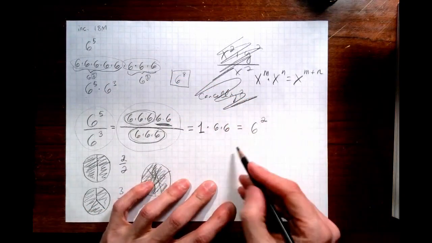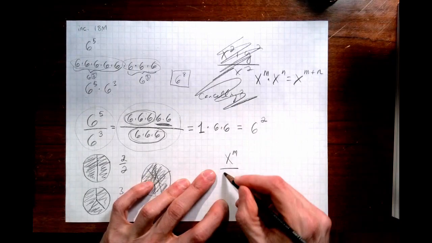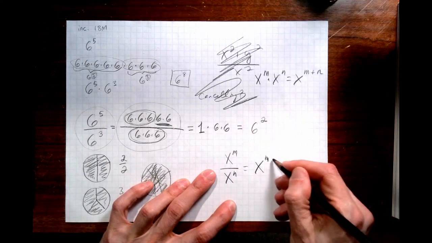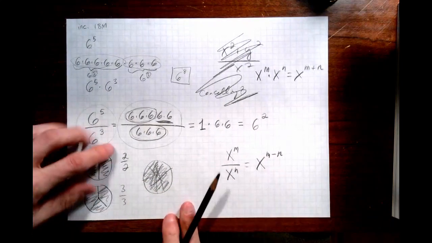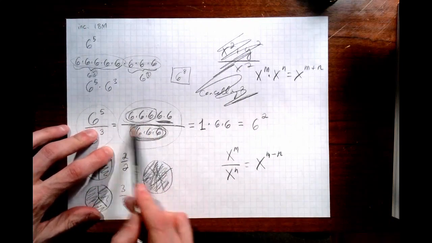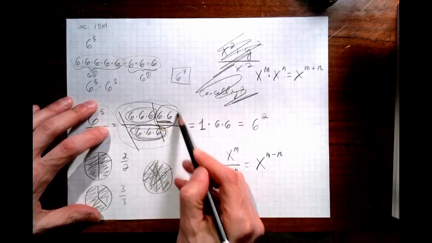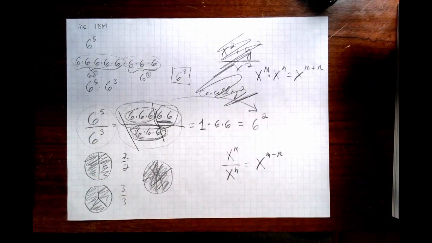Now in this case here, x to the m over x to the n equals x to the m minus n. And we know how this works. We just saw this got subtracted from that, and so these all went away, and we got the leftovers on top. And that's how you get the multiplication and division rules for exponents out of nothing.